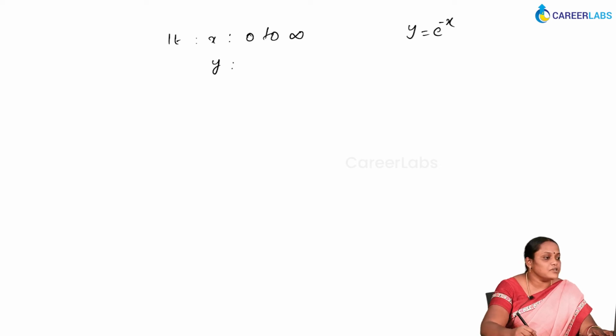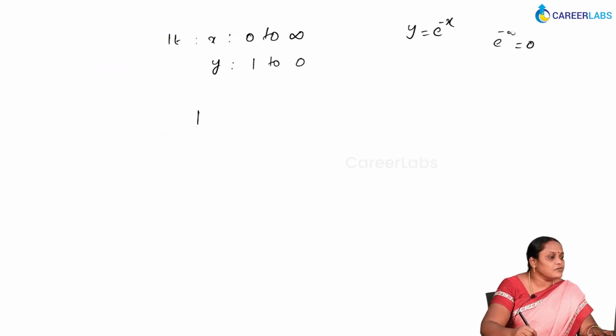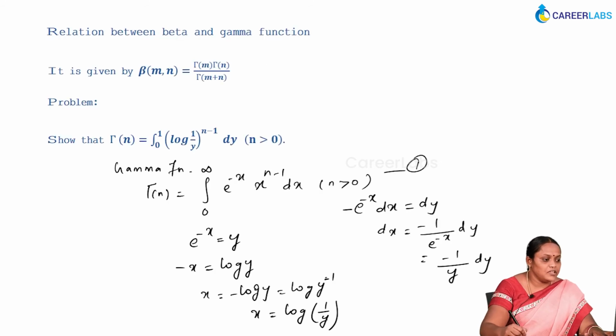E power 0 will be there, so this will be 1 to e power minus infinity. What is the value of e power minus infinity? It is going to be 0. So the limit will change as 1 to 0. So now we are going to update everything in the definition of gamma function. Therefore, gamma n is equivalent to integral 1 to 0, and e power minus x is nothing but y, and we need x, which is nothing but log of 1 by y.